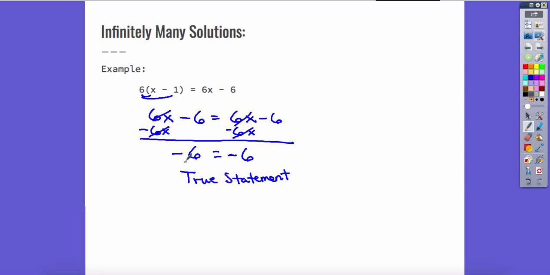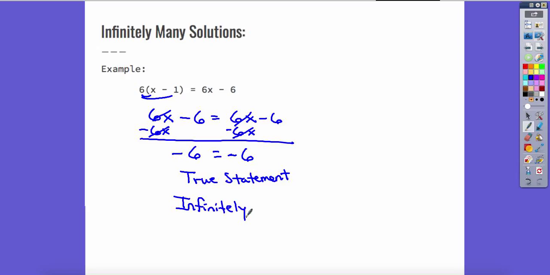And because it doesn't tell me what x is, not negative 6 in this case, x is lots and lots of numbers. There are lots of numbers that I can plug in for x that will give me the same thing over here, because these two pieces are essentially the exact same. So this true statement tells me that I have infinitely many solutions.